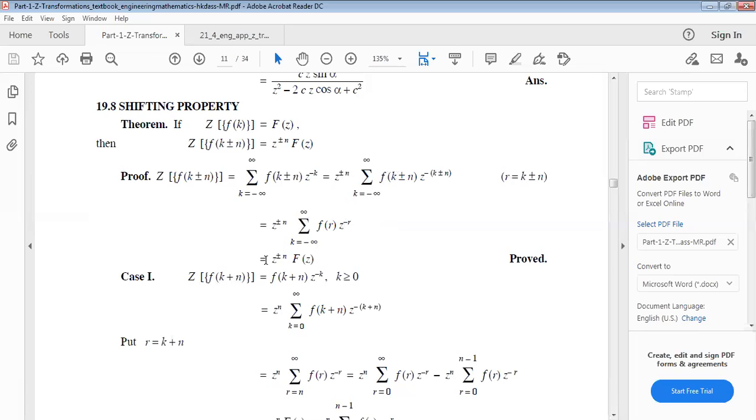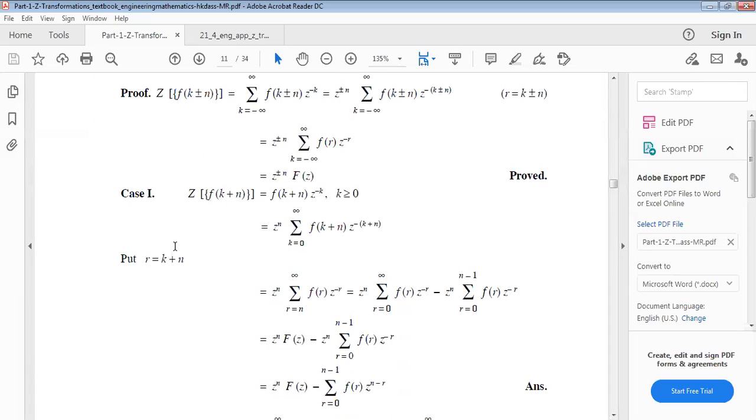Now this equals z to the power plus minus n, z to the power plus minus n times f of z. Actually, this is the definition of the Z transformation. So we can also write f of z, that means the Z transformation of f. So this is actually the proof of our theorem.